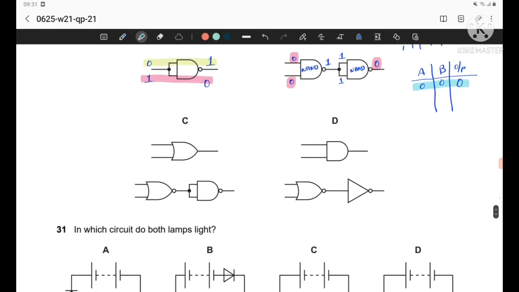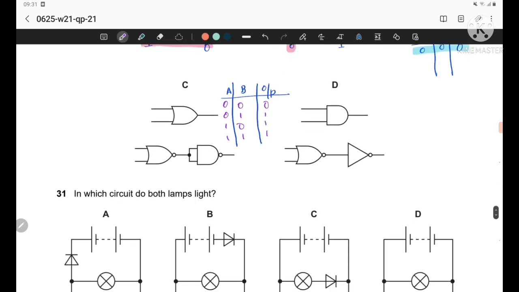Let's look at option C. So we have the OR gate truth table. When we give 0, 0 at the input, 0 will be the output. Other possible inputs are 0, 1, 1, 0 and 1, 1. For all these values, the output will be 1. Now let's look at the second logic gate in the same option.